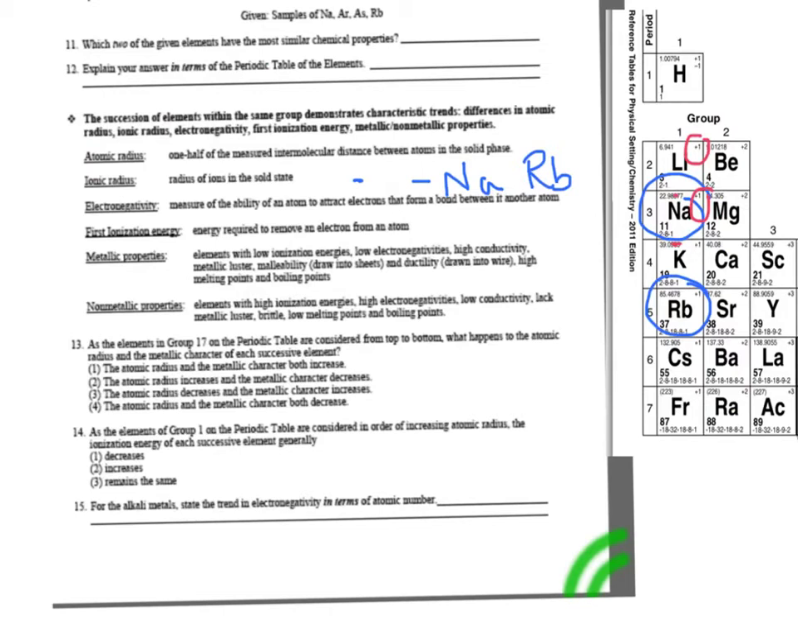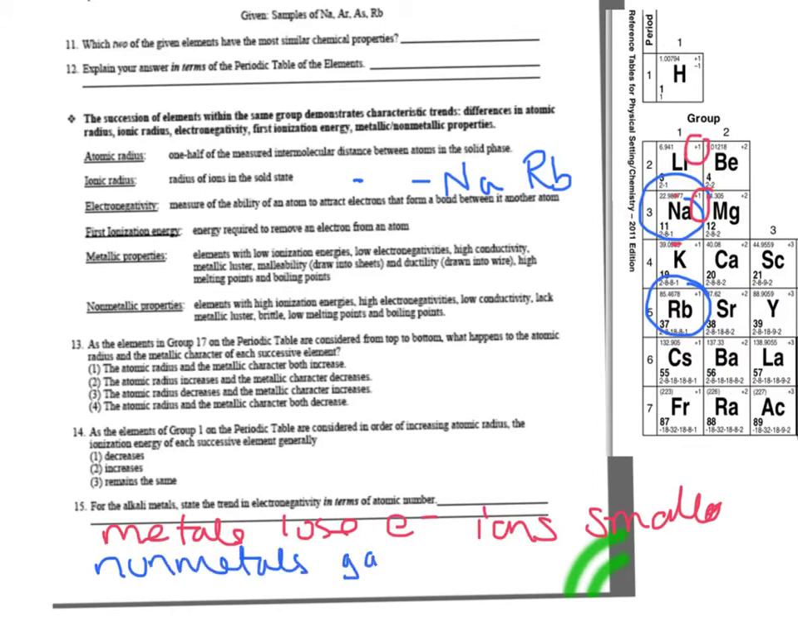Now, ionic radius is obviously the radius of an ion. Remember that atoms gain or lose electrons to form ions, and ions have stable noble gas electron configuration. Basically, with ionic radius, it's important to remember that since metals lose electrons, their ions are smaller than their atoms. And since nonmetals gain electrons, their ions are larger than their atoms.